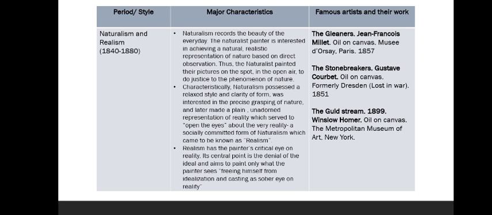Characteristically, naturalism possessed a relaxed style and clarity of form, was interested in the precise grasping of nature, and later made a plain, unadorned representation of reality which served to open the eyes about the very reality, a socially committed form of naturalism which came to be known as realism. The word realism originated from Gustave Courbet's Le Réalisme. Realism has the painter's critical eye on reality. Its central point is the denial of the ideal and aims to paint only what the painter sees, freeing himself from idealization and casting a sober eye on reality. This is also called representational painting.